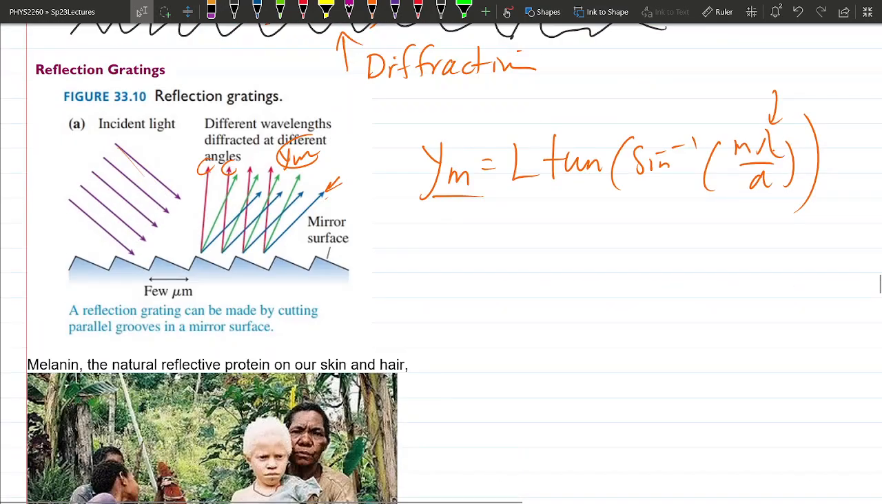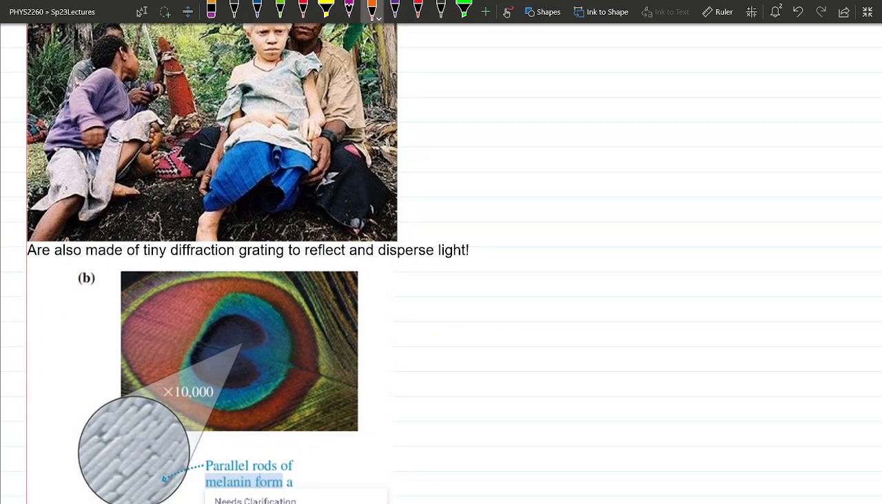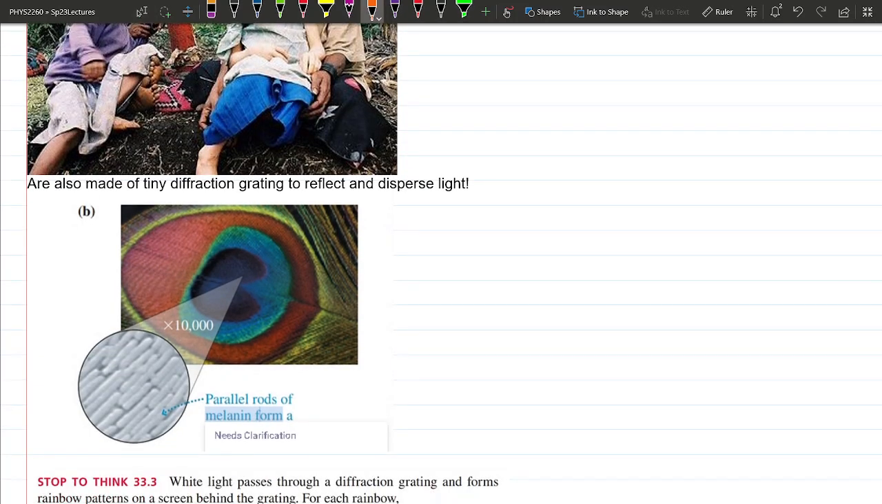This also happens not just with oil on the ground. The protein in our skin called melanin is used to reflect light, and it reflects light in different amounts. If you take a feather of a bird, there's actually melanin in it, and the melanin reflects the light at different wavelengths at different y, separating the different colors. So you have this cool multicolor pattern on a single feather.